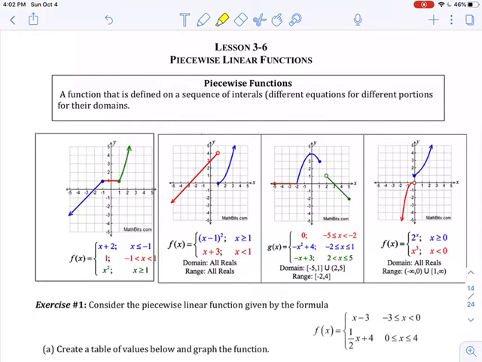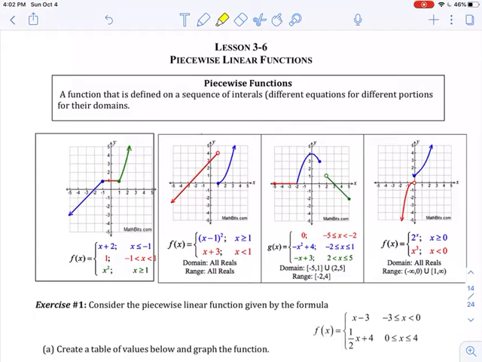Hi, Algebra 2. This is Unit 3, Lesson 6, and today we're going to talk about piecewise linear functions. This is something that you did back in algebra as well. So a piecewise function is a function that's defined on a sequence of intervals. There are going to be different equations for different portions of the domain.